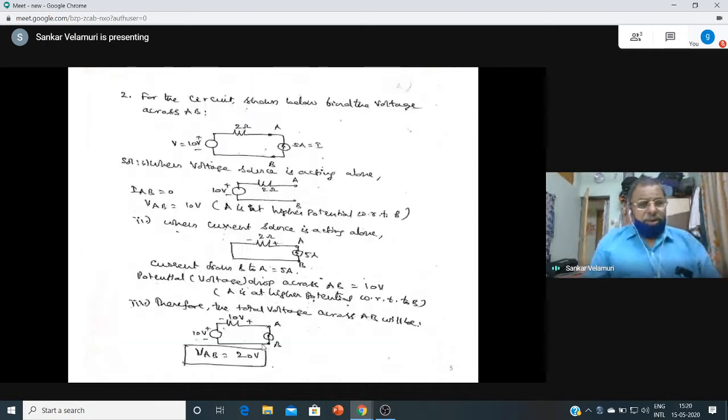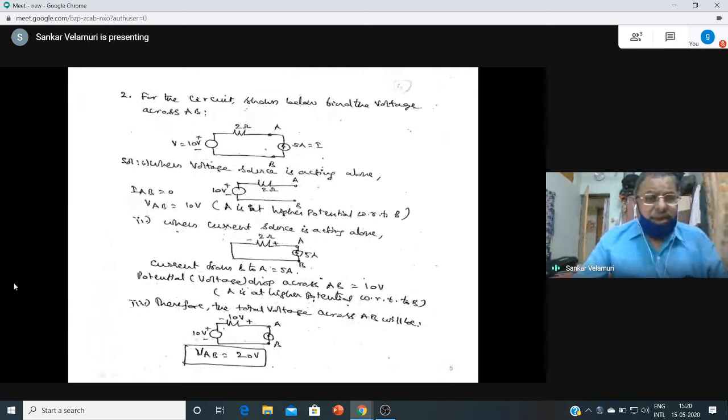Second example, this is the one which I mentioned earlier in the basic KCL and KVL. I want to explain this using the principle of the superposition theorem.